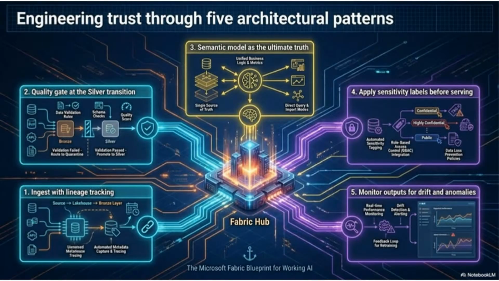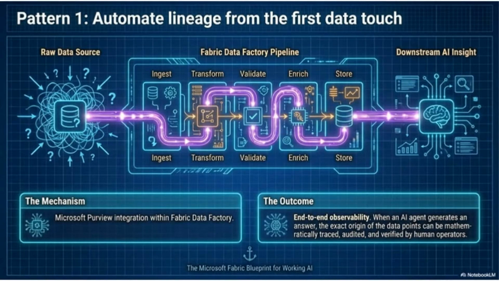And so, engineering trust through 5 architectural patterns. 1, ingest with lineage tracking. 2, quality gate at the silver transition. 3, semantic models as the ultimate truth. 4, apply sensitivity labels before serving. 5, monitor outputs for drift and anomalies. And so this is where you get your blueprint for working with AI inside of Fabric.